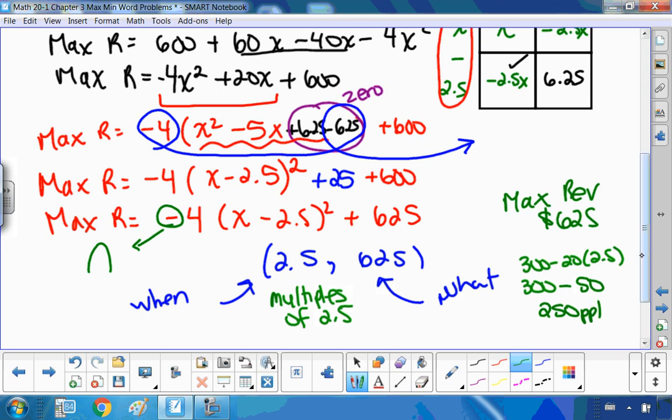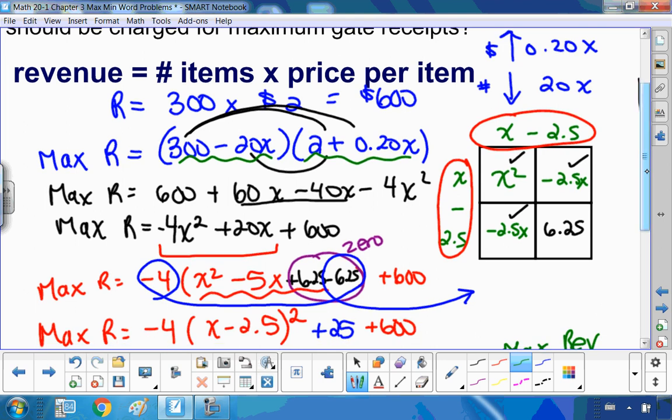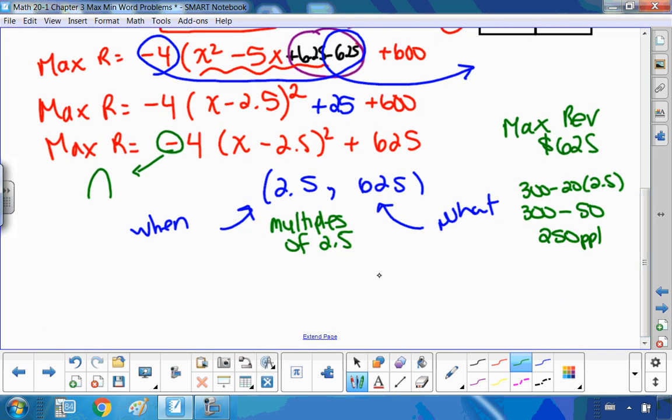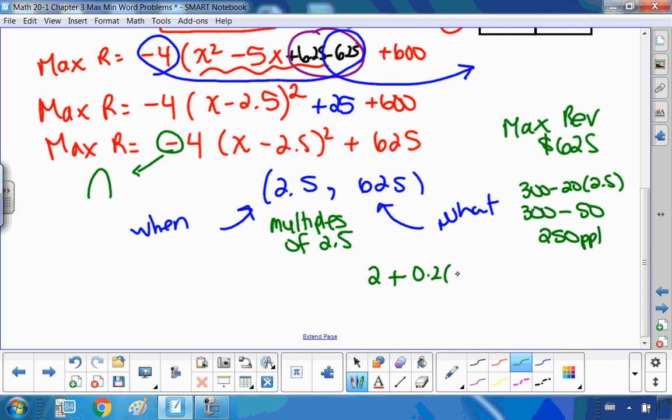Now, what's the ticket price? We'll go up here. The ticket price was $2 plus multiples of 20 cents. Well, how many multiples? 2.5 multiples. So my tickets were $2 plus multiples of 20 cents, and I had 2.5 multiples. So 0.2 times 2.5 equals 50 cents. So by setting the ticket price at $2.50, having 250 people attending, we would get our maximum revenue of $625.